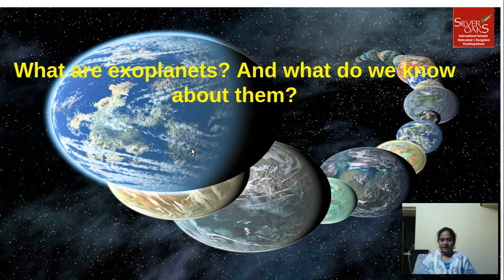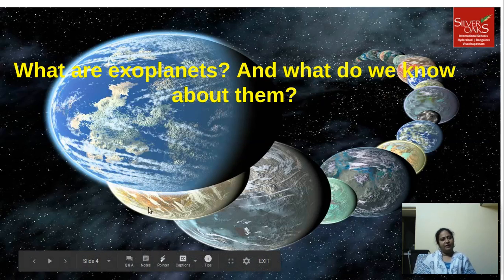Now, what are exoplanets and what do we know about them? Exoplanets are those planets which do not fall in our solar system. They are the planets which are outside our solar system and wobbling around a star. There are many millions and billions of stars in the universe, and so also there are many billions of planets. These planets which are rotating around other stars are known as exoplanets.